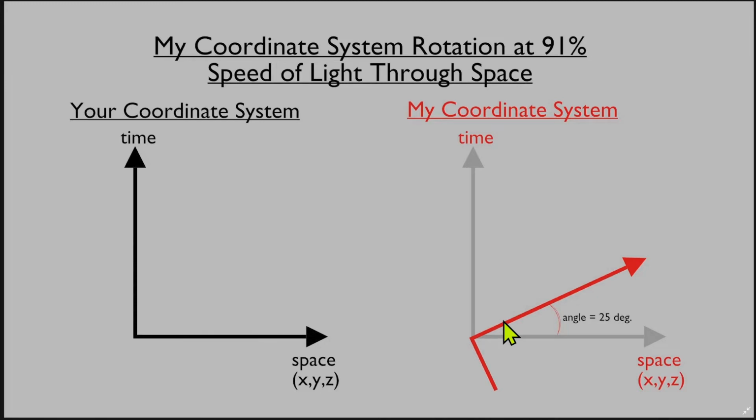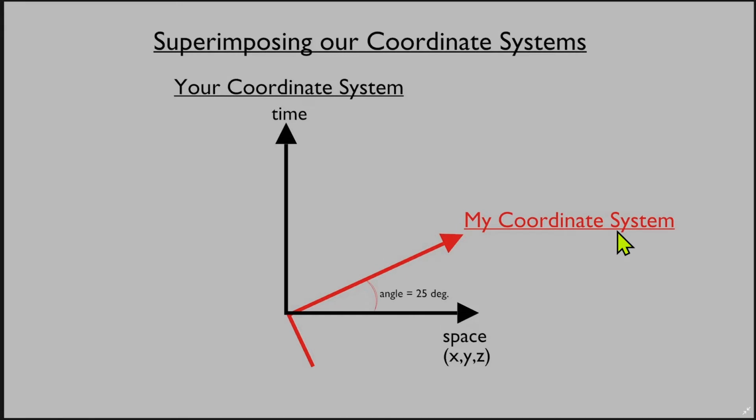But now, here's where things get interesting. To make things easier, let's superimpose my coordinate system on yours and look at what happens to measurements of time, distance, and mass with me moving at 91% the speed of light. Okay, there it is. So now we've got superimposed coordinate systems, mine on top of yours. Let's see what interesting things happen next.